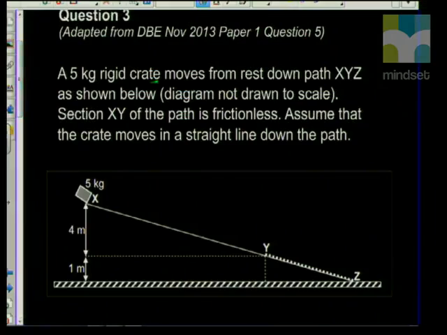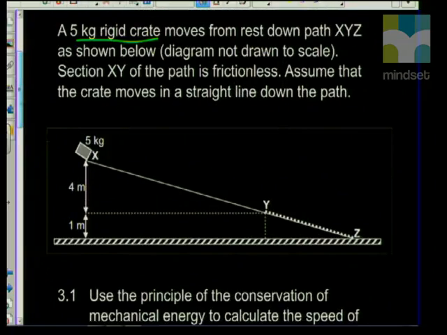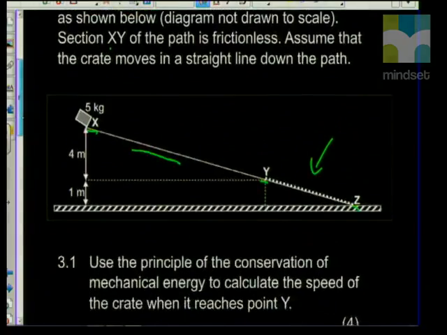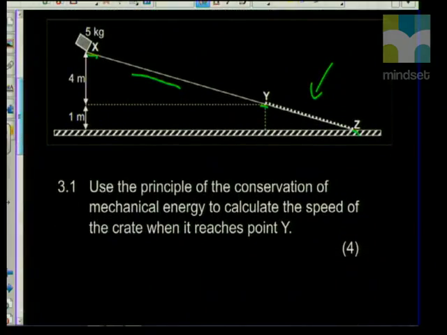We've got one last question, and hopefully we can get through it in the short time left. Let's get to it straight away. You'll see that it's quite similar to some of the other questions we've done. We've got a crate that's 5 kilograms. It's moving down the path from X to Y to Z. It's not drawn to scale. This initial part is frictionless, but this part over here, there is a force of friction. So let's have a look at the first question.